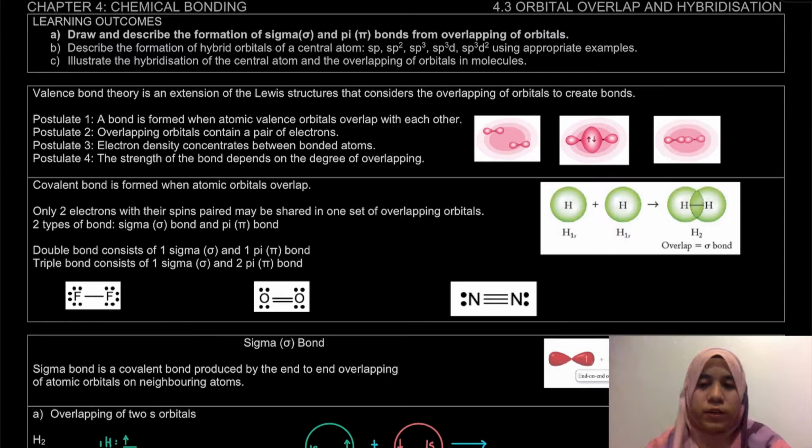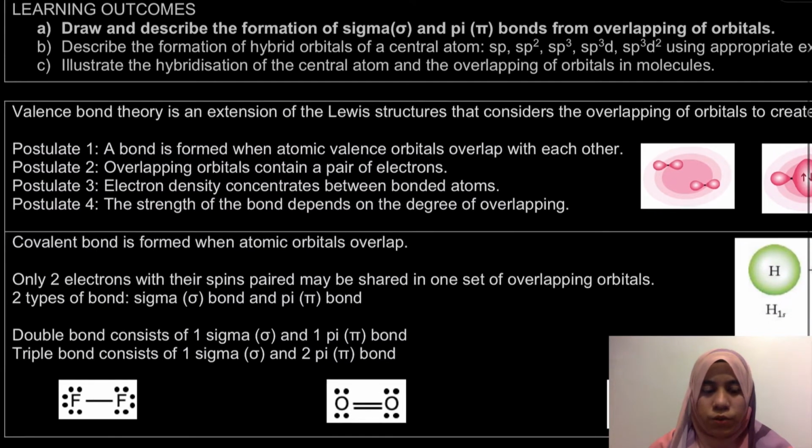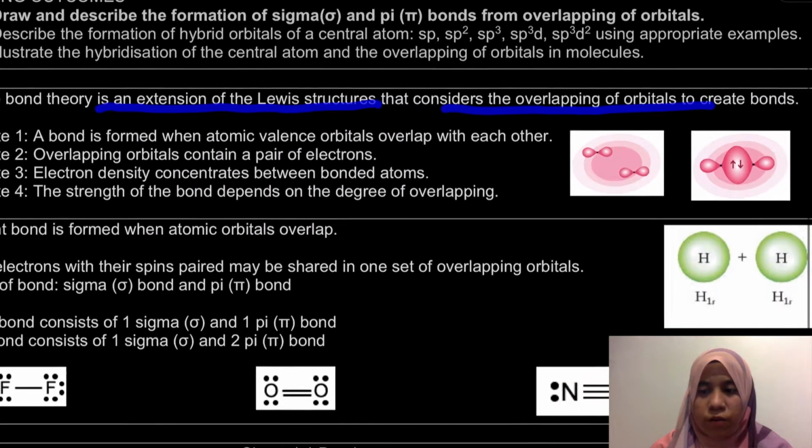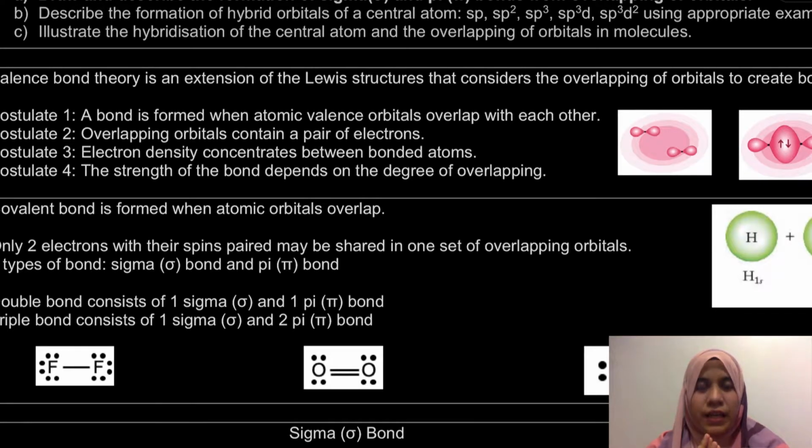For the orbital overlap, we're going to look based on the valence bond theory. So what is valence bond theory? Valence bond theory is an extension of the Lewis structure that considers the overlapping of orbitals to create bonds. In 4.1, mostly we were talking about atoms sharing electrons, right? And we have learned from chapter 2, based on the electronic configuration, the orbitals could be s orbital or p orbital. D orbital we rarely use.